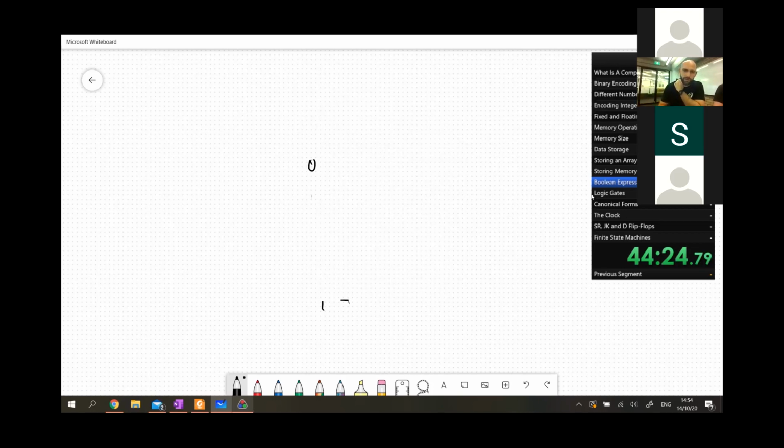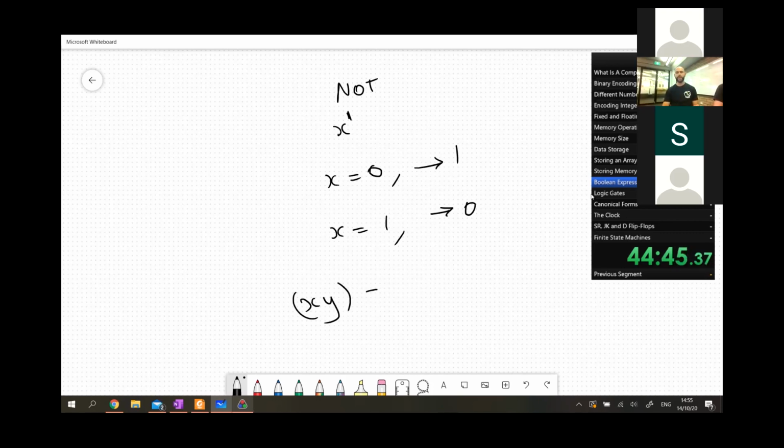We've got NOT. All right. So we know that we just have x and it's an inversion. So when x is equal to 0, the output is equal to 1. When x is equal to 1, output is equal to 0. Very straightforward. Now we can start to build up these combinations of circuits and then invert that, whatever.